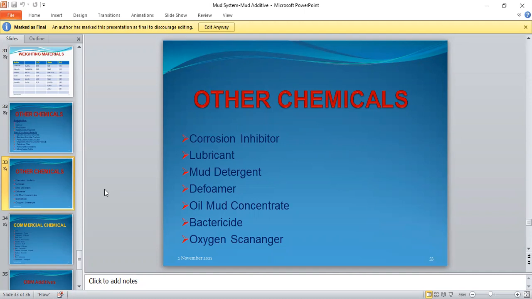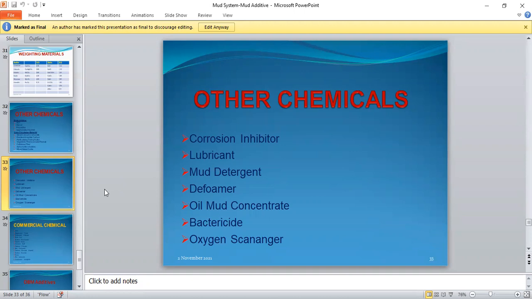Bactericide. Some of these polymers are biodegradable. Starch, if you keep starch in your house, in the next 2-3 days, bacteria will start smelling. It is the same thing. So in order not for them to degrade due to bacterial effect, you put bactericide to kill the bacteria, to prevent bacteria from acting on them.